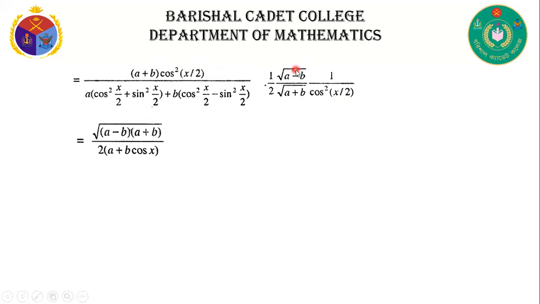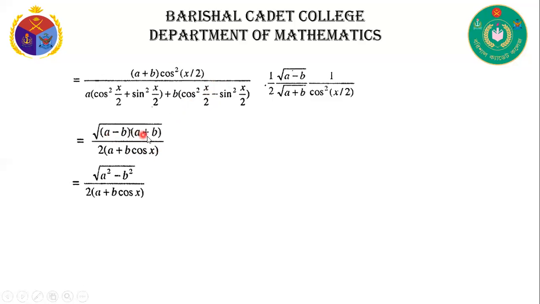And now we know sin square x plus cos square x is equal to 1. That's why the remaining part is a. And here is another formula: we know cos square x minus sin square x is equal to cos 2x. Here x means x by 2, so 2 cancels. That's why you can write b cos x. Again, I repeat, we know cos square x minus sin square x is equal to cos 2x. That's why we can write b cos 2x, and 2 into x by 2 means x. Here 2 cancels. That's why directly we can write b cos x.